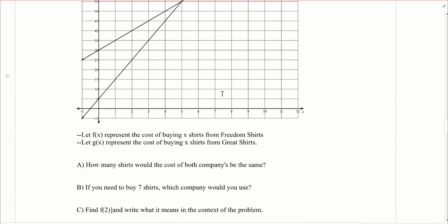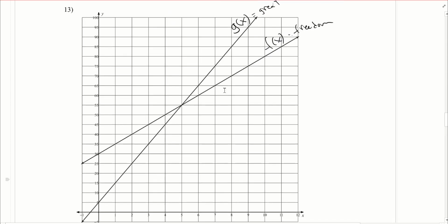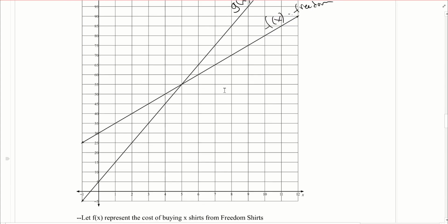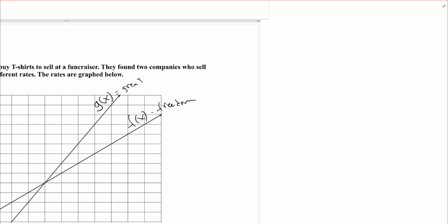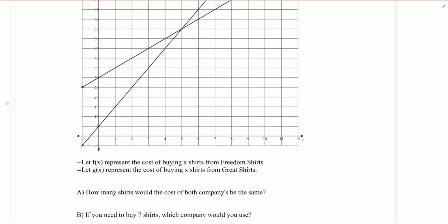The first question is, at how many shirts would the cost of both companies be the same? So we're looking at what point is the cost the same, right? So notice the x-axis is the number of shirts. This is written on your paper, so I'm going to write it on here. This is the number of shirts, and over here is the cost of shirts. So for example, if I buy one shirt from Great Shirts, it costs me $15. If I buy one shirt from Freedom Shirts, it costs me $35. So at what point is the cost the same?